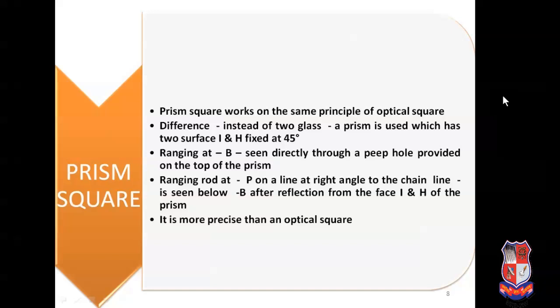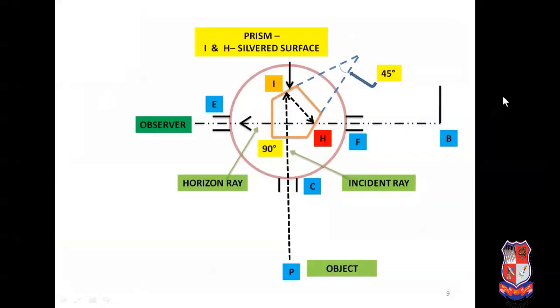The working of the prism square is the same as the working of the optical square. So you have to write the steps as we have discussed in the optical square. For the prism square there is no change. The only thing is that the ranging rod at B is seen directly through the peep hole which is provided on the top of the prism. Here we know that the H glass, the horizon glass, is in the line of the, okay, I will show you in the figure so we will come to know here.